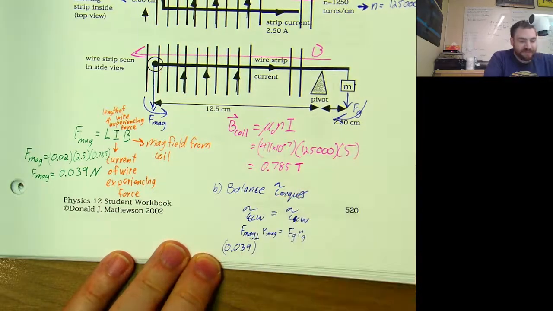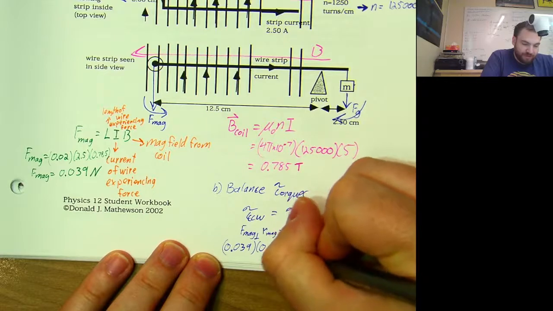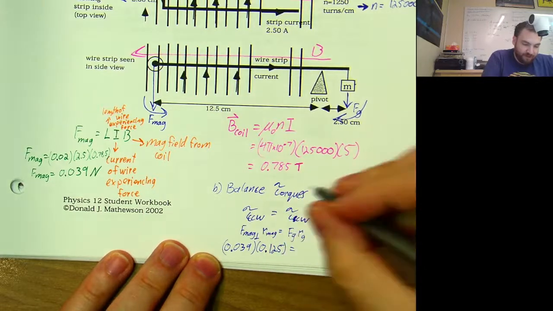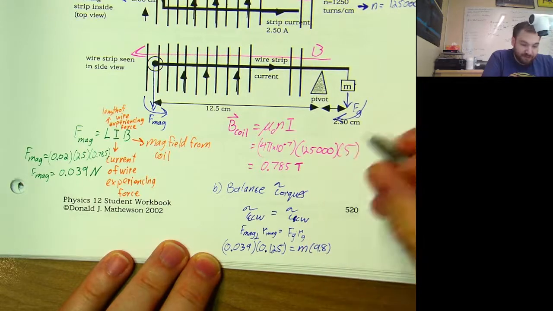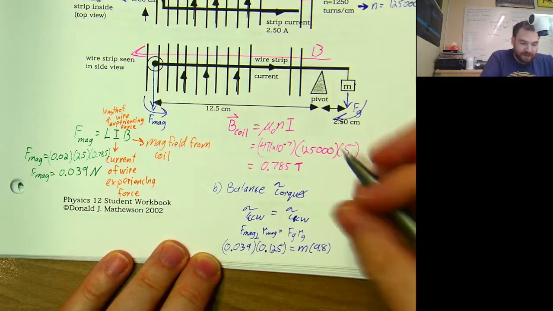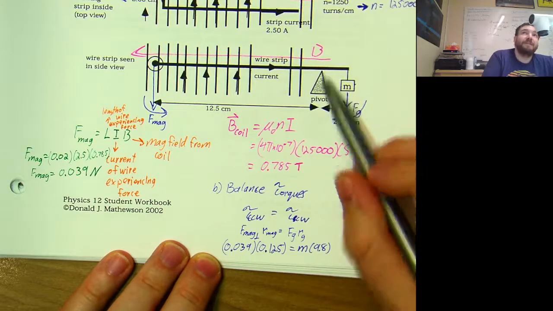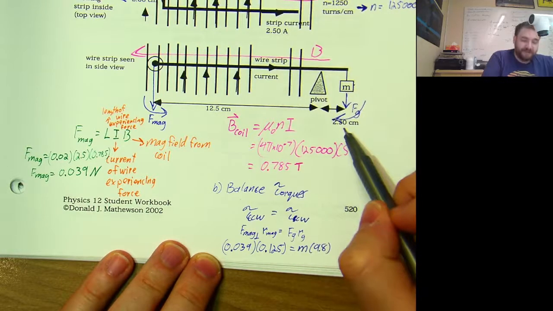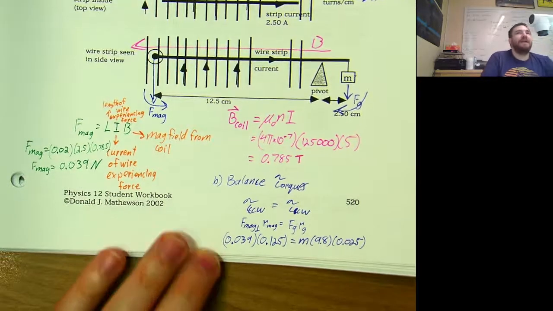0.039. It's 12.5 centimeters away, which needs to be in meters. 0.125 is going to equal M times 9.8, because we're looking for the mass, not the weight. Times the distance of the mass to the pivot. It's 2.5 centimeters, so that's going to be 0.025. Find me M.